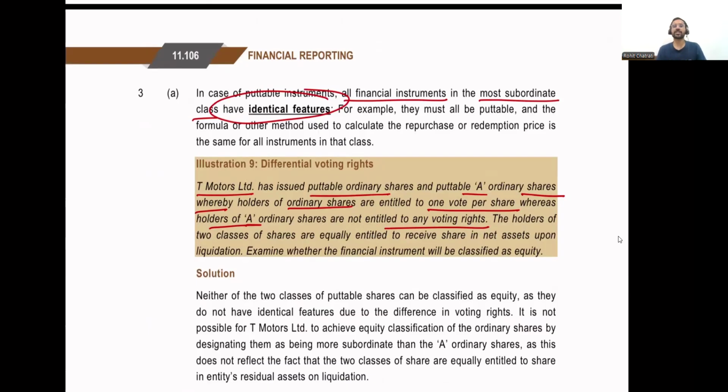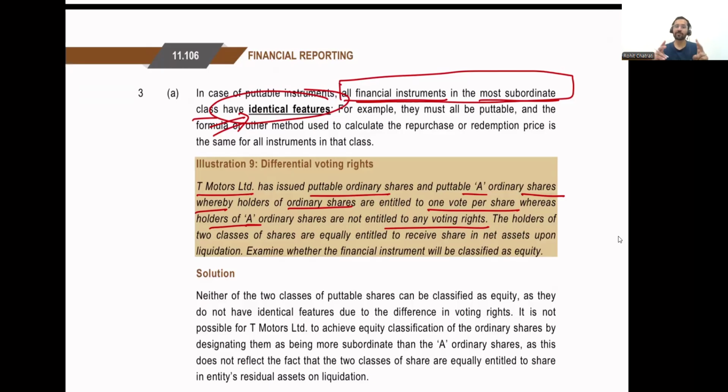The question is which of these will be treated as equity, or will both be treated as equity? The answer is none of them will be treated as equity, because what condition 3 states is that all the financial instruments in the most subordinate class should have identical features. Over here we have two classes of puttable ordinary shares, and they do not have identical features, because the normal class has one vote per share, but class A has no voting rights.